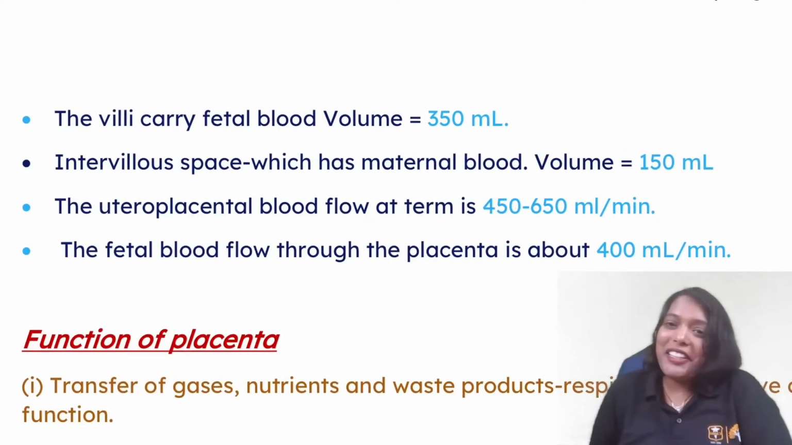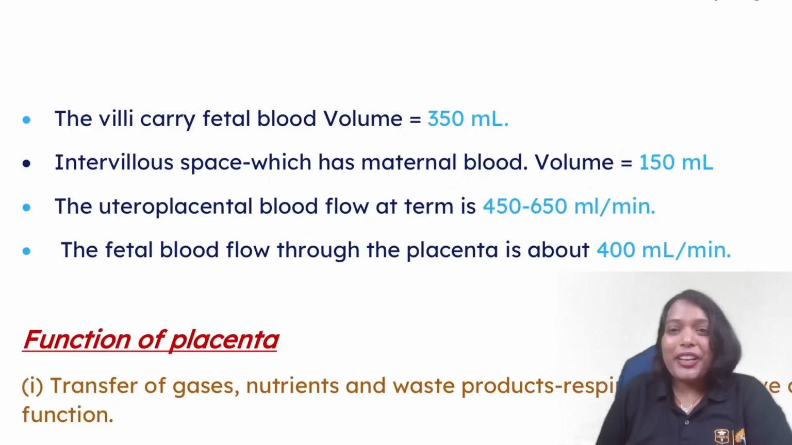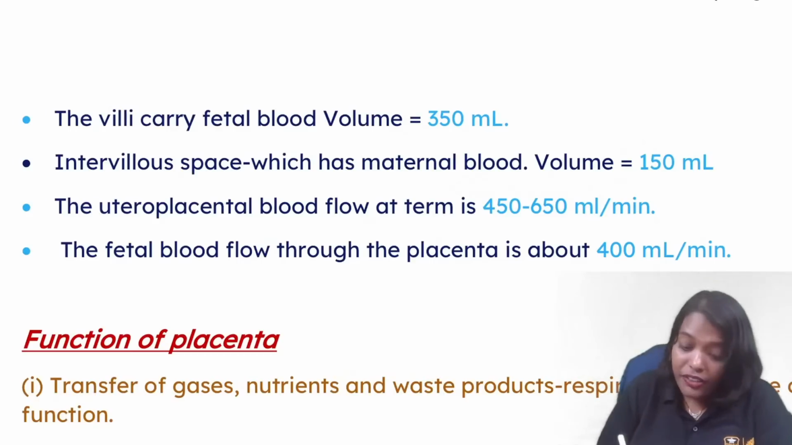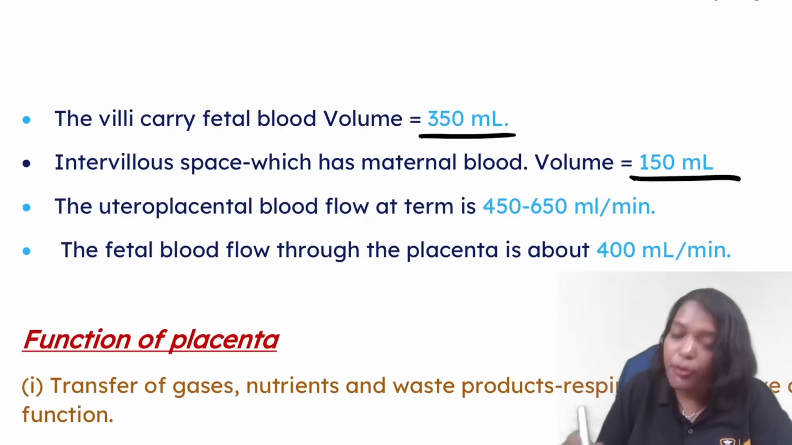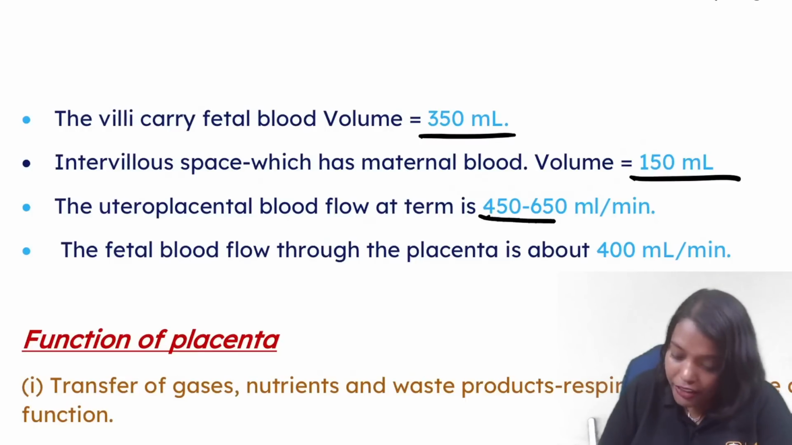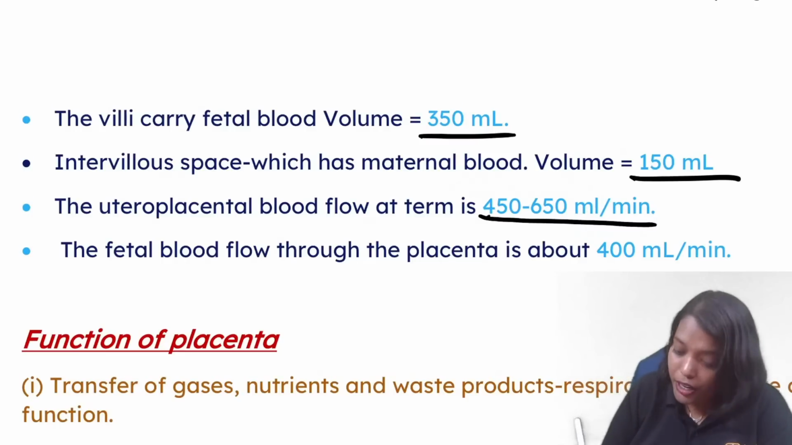The wrong statement is the fourth one. Umbilical cord does not contain a single umbilical artery. It contains two umbilical arteries, right? Now these have also been asked as MCQs, so you should know them. The villus carries a fetal blood volume of 350 ml. The intervillous space carries a maternal blood volume of 150 ml. The uteroplacental blood flow at term is 450 to 650 ml per minute. Fetal blood flow is 400 ml per minute.